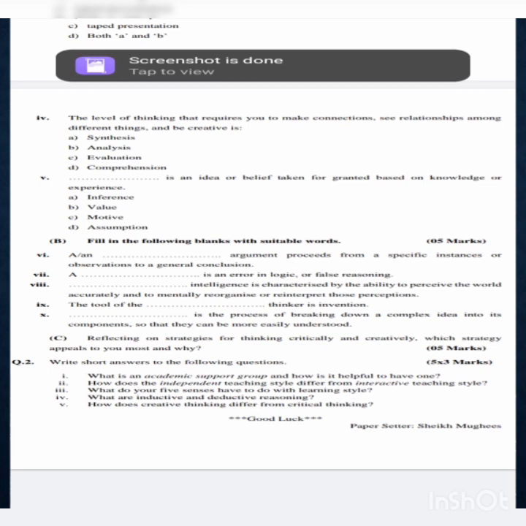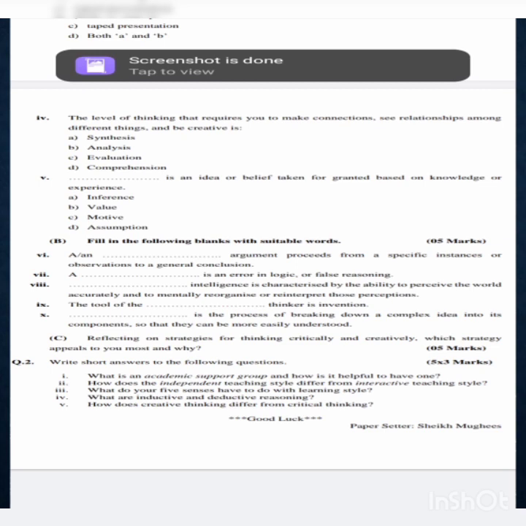Third one is dash: intelligence is categorized by the ability to perceive the world accurately and to mentally recognize or reinterpret those perceptions. Next one is: the tool of the dash thinker is invention. And next one is dash: the process of breaking down a complex idea into its components so that they can be more easily understood.